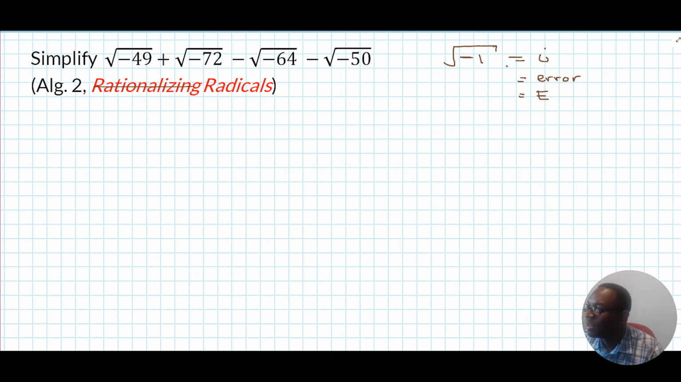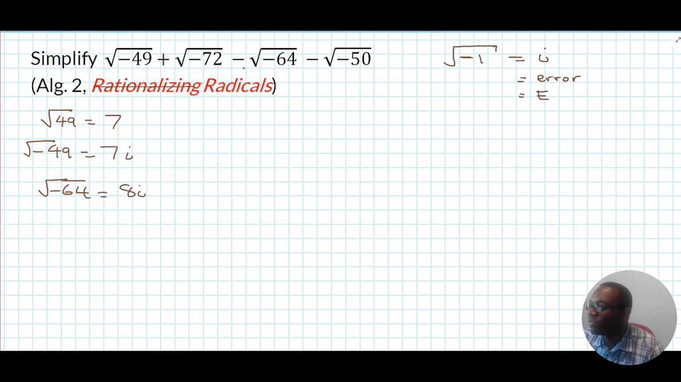So what we're going to do now is first imagine that there's no negative sign under the square root sign. So the square root of 49, most of us know as 7. So the square root of -49 is going to be 7 multiplied by i. The square root of -64, using that method, is going to be the square root of 64, which is 8, and then i.